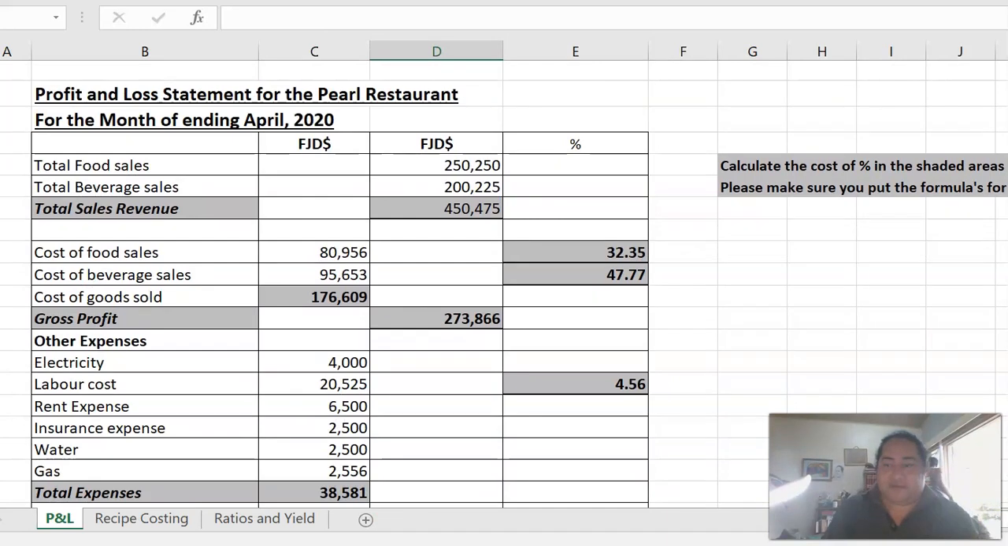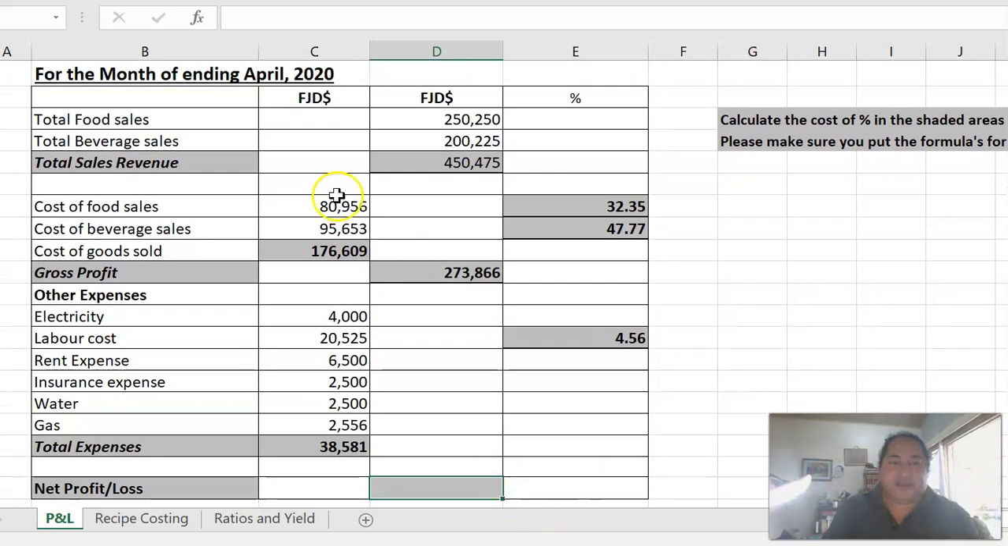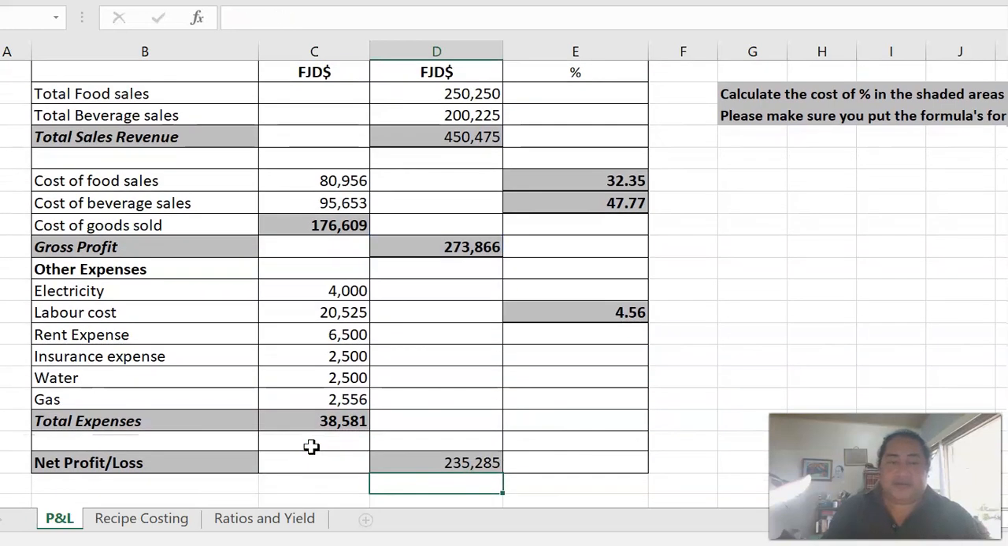And how do you get your net profit or net loss for the month of April 2020? You take your gross profit minus your total expense. The formulas will be given to you in the exam, but you will have to know which one to use. So equals gross profit minus total expenses. Enter.